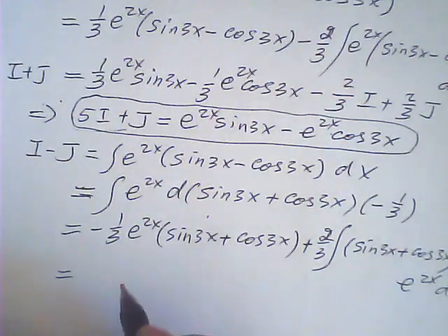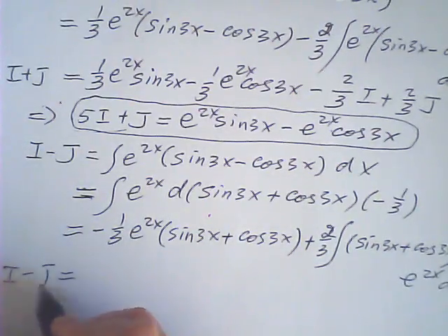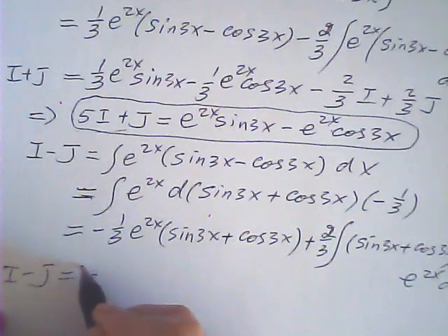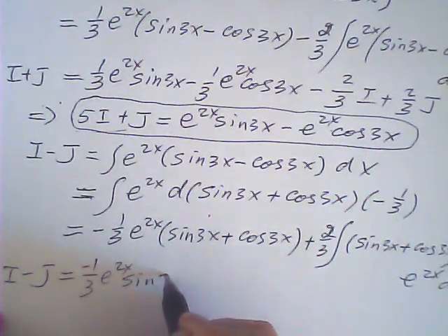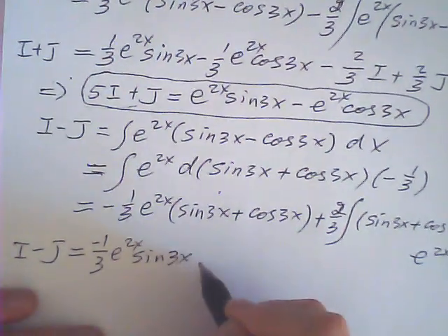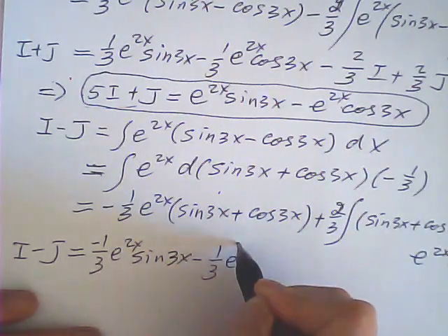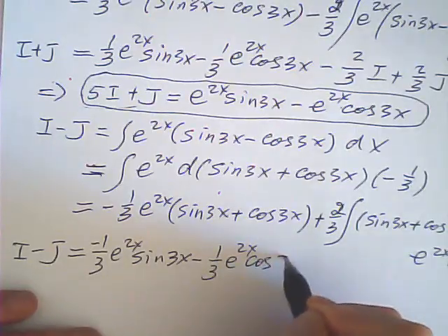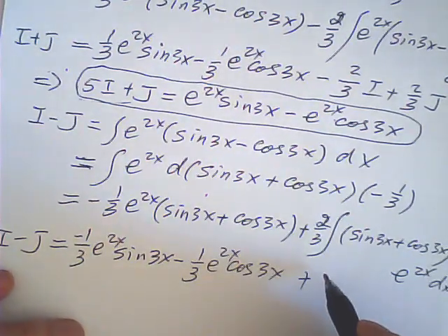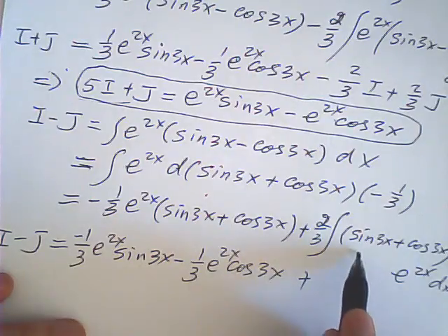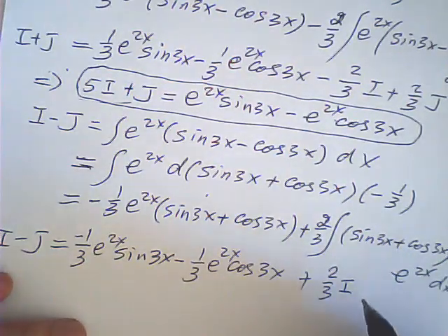So this will be equal to, this is I minus J. Okay. I minus J equal to negative 1/3 e to 2x sine 3x minus 1/3 of e to 2x cosine 3x plus, this is I, right? 2/3 I. This is J.